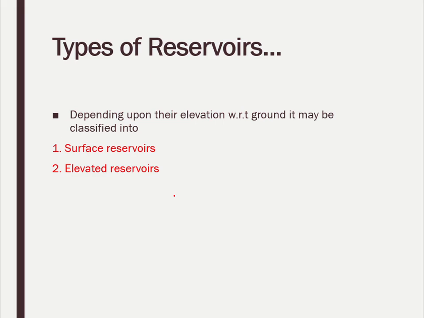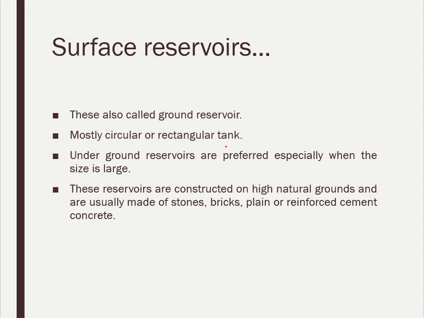Then we are going to see what the different types of reservoirs are. Depending upon the elevation, we can have surface reservoir and elevated reservoir. Surface reservoir means the reservoir on the ground level or below the ground level. Elevated reservoir means above the ground level, or we can say an overhead tank. Surface reservoir is called ground reservoir.